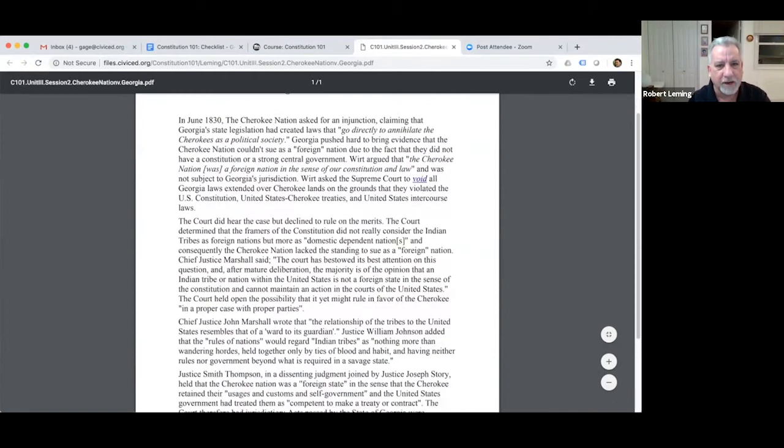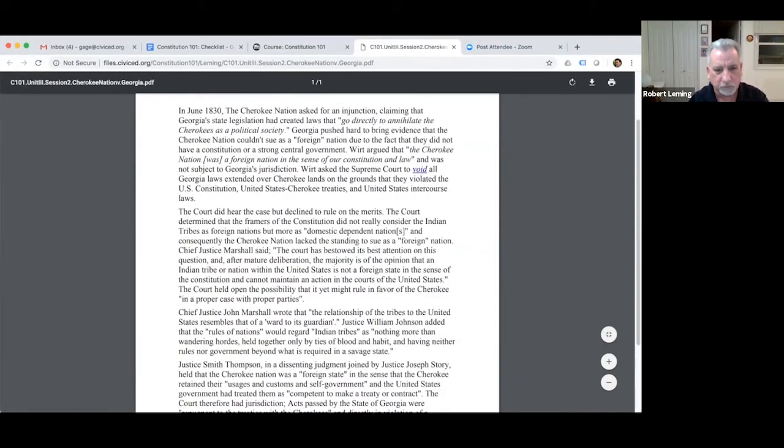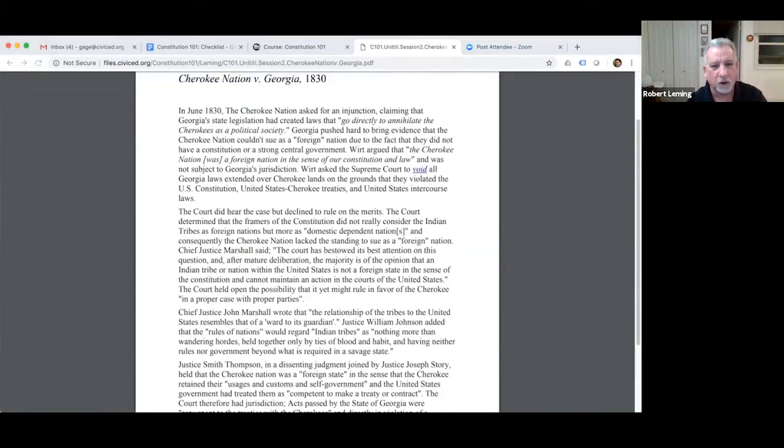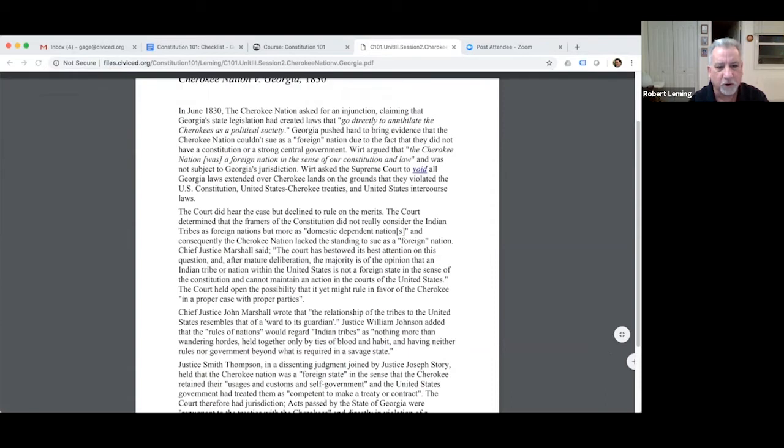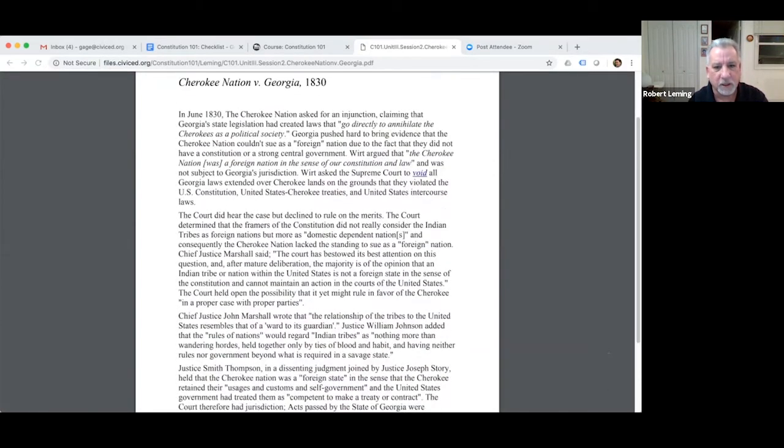All right, these are 1830 and 1832. Now, I don't necessarily want to go into all of the facts of this particular case, because what I want to focus on is what the end result was in terms of the decision. If you point out down there in the third paragraph, Mark, where it says domestic dependent nations. Okay, you see that Marshall is saying the framers of the Constitution did not really consider the Indian tribes as foreign nations, but as domestic dependent nations.